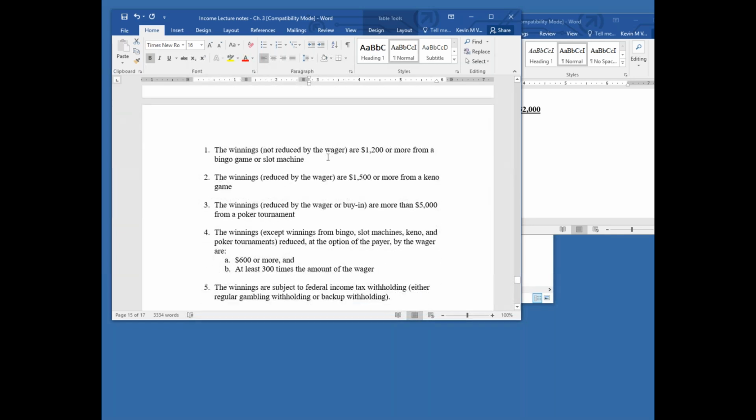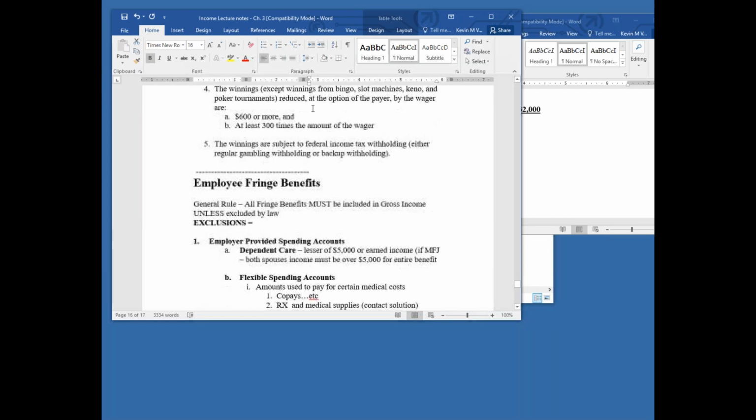Here are some of the thresholds of when the casino has to step in and actually start withholding money from your winnings. Otherwise, they don't withhold it, as you may or may not know. So just some interesting facts, I thought.